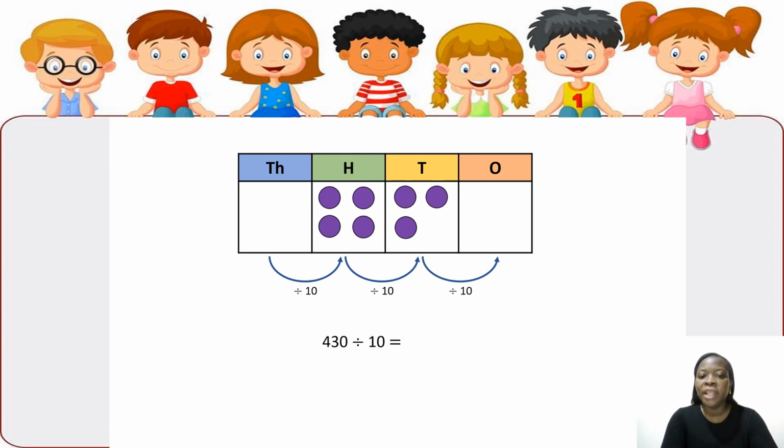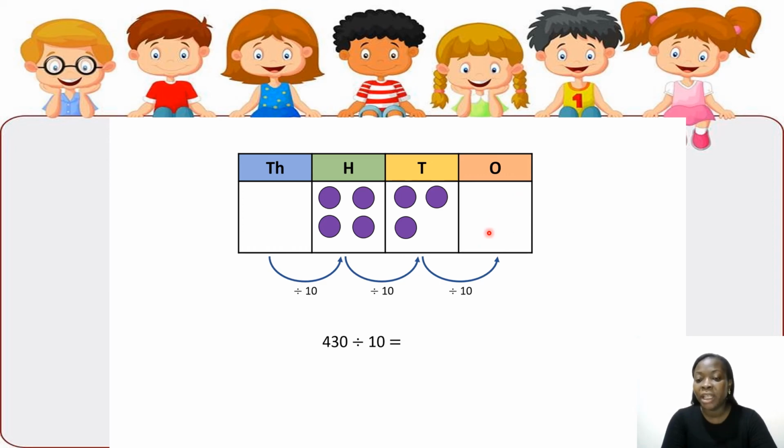Now, I want to divide 430 by 10. I have 430 divided by 10. Now, first, I'm going to represent the numbers in the place value grid. So in 430, I have 400. So I've drawn 4 counters here. I have 3 tens. I've drawn 3 counters. And I have no ones. That's why the space is empty.